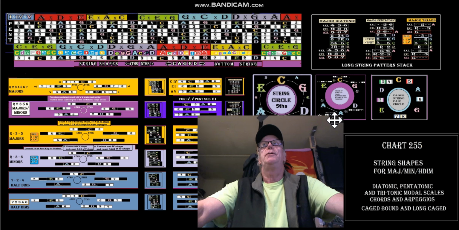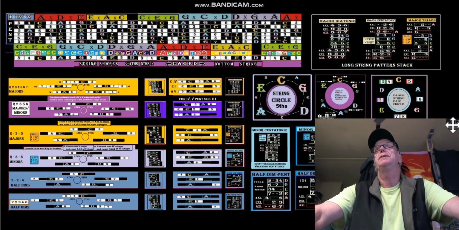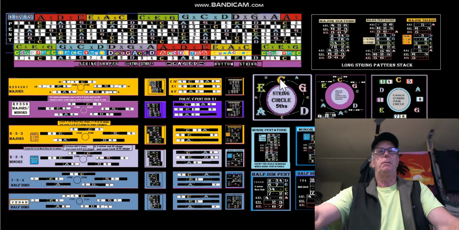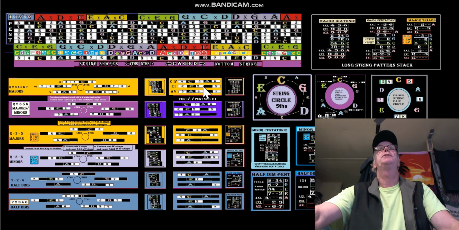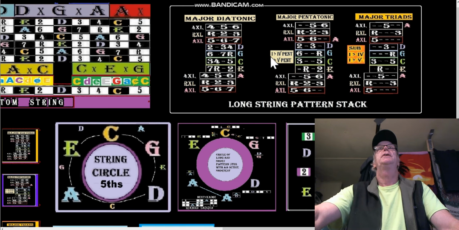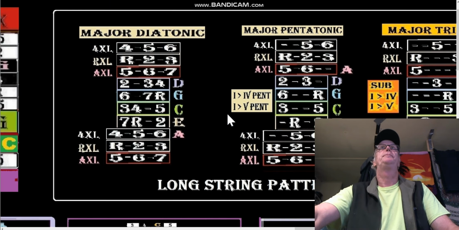Cage bound and long caged. Okay, now that's an interesting statement. Cage bound and long caged. We're going to find out that we have long patterns that we can add to the short patterns, so they kind of stack up. Let's look over here for a minute and look at the long patterns here.